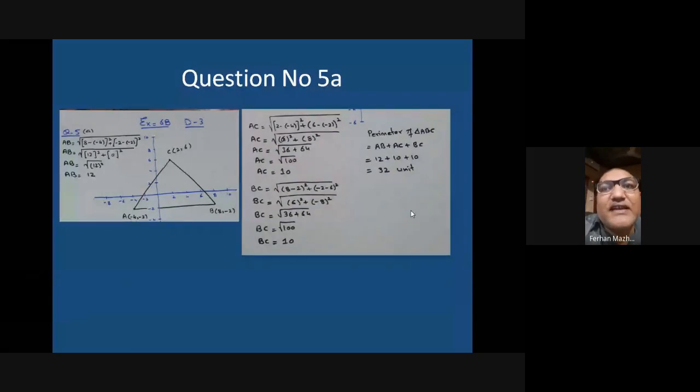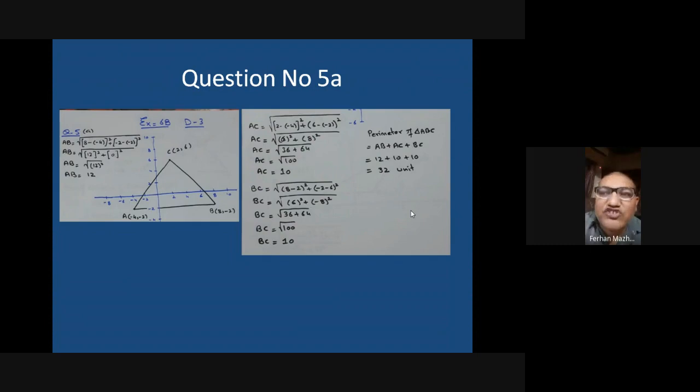You can see here that for the AB length, you can apply the distance formula. So we apply the distance formula on A and B: 8 minus -4 whole square plus -2 minus -2 whole square. So 8 plus 4 will be 12, 12 square will be 144. And -2 plus 2 will be 0, and 0 square is 0. So you have 12 square and a square root on it, so that square and square root will cancel. So the length of AB is 12.